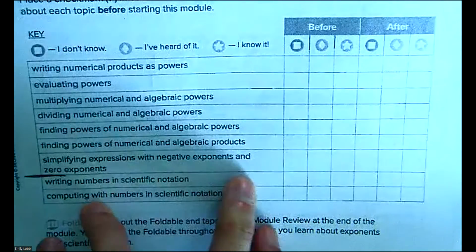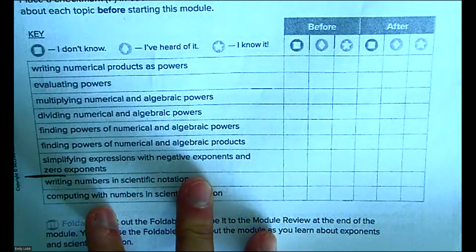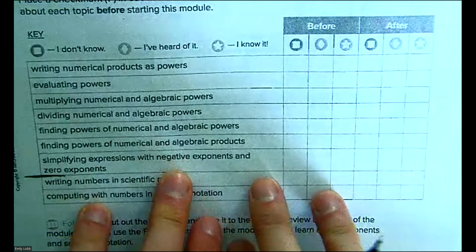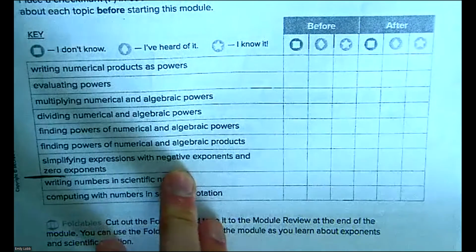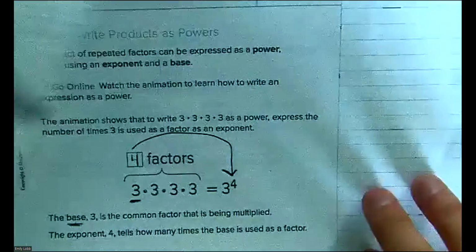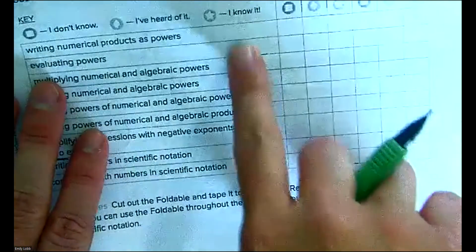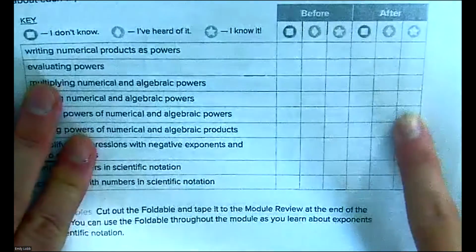Simplifying expressions with negative exponents. Remember, those negative things have to go to the basement. We have to flip it. Reciprocal, multiplicative inverse, flip, flip, flip. And zero exponents. Everything raised to the 0 power is equal to what? 1. Please know that.